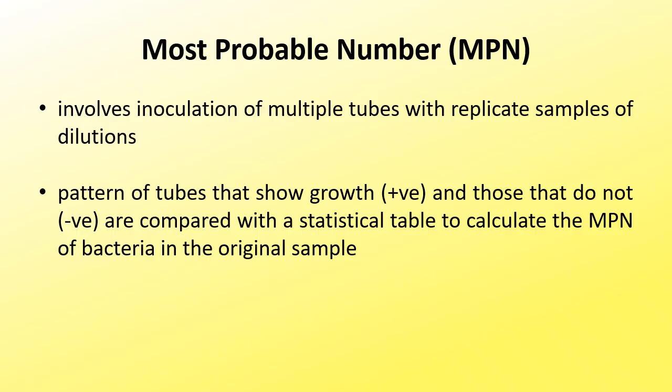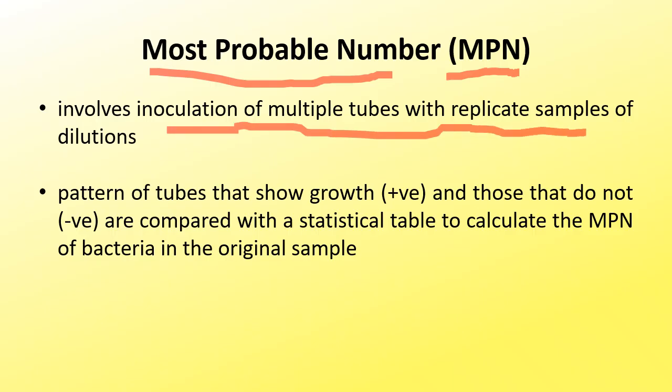Okay, the following method is most probable number, or simply MPN. MPN involves inoculation of multiple tubes with replicates of samples at each dilution. The tubes that show growth we mark positive, and those that do not grow we mark negative, and the pattern is compared with a statistical table to calculate the MPN of bacteria in the original sample. Also remember that the statistical table is sometimes known as a conversion table.